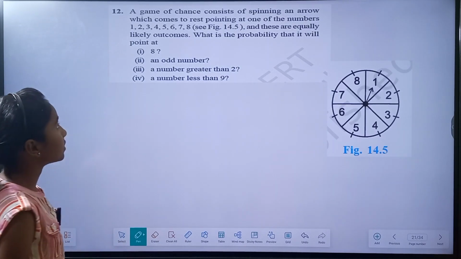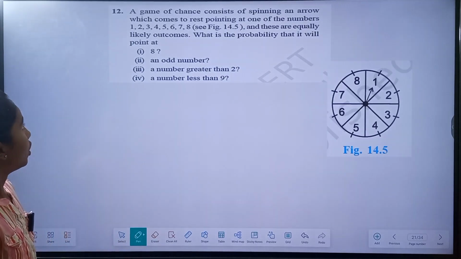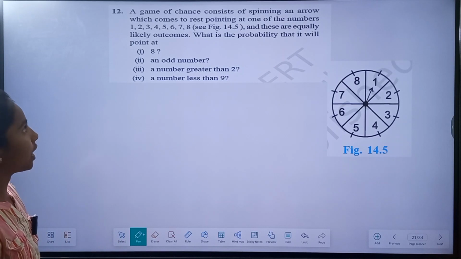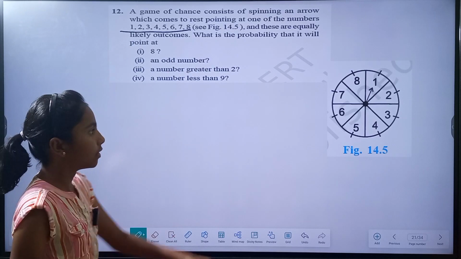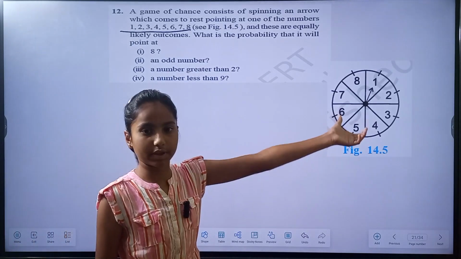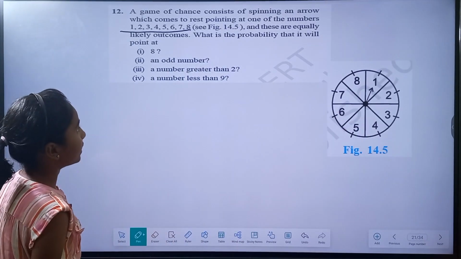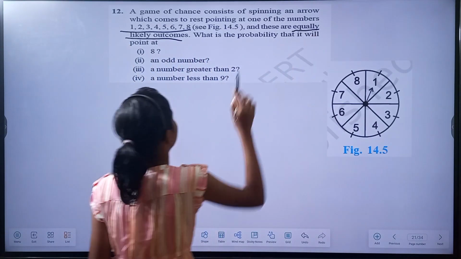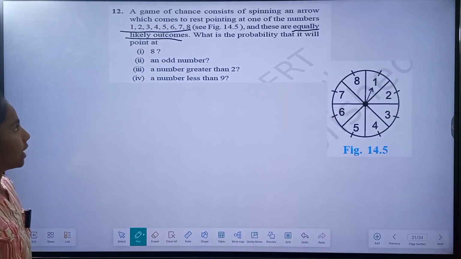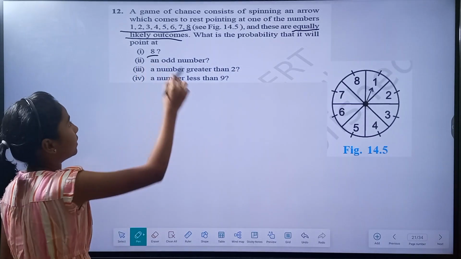A game of chance consists of spinning an arrow which comes to rest pointing at one of the numbers 1, 2, 3, 4, 5, 6, 7, 8. See figure 14.5. This is the figure. And these are equally likely outcomes. What is the probability that it will point at 8?